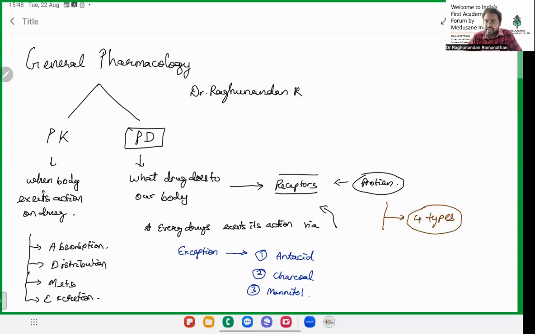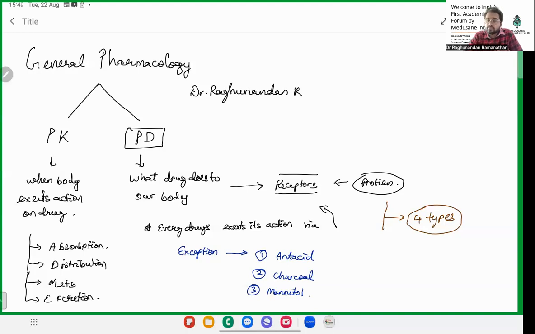So this charcoal is not going to act on some receptors, but it is going to have a direct action, isn't it? Very similarly, antacids. When you have excess acid secretion, you have a proton pump inhibitor, but there are also certain drugs like your Gelusil. I think you would probably have used it. The main mechanism of action is that it is going to coat and neutralize your acid. So it does not act on receptors. So antacid is an example of an exception to action via receptors.